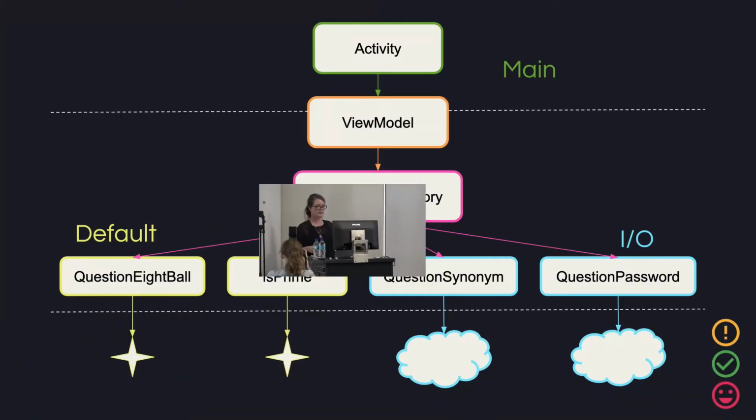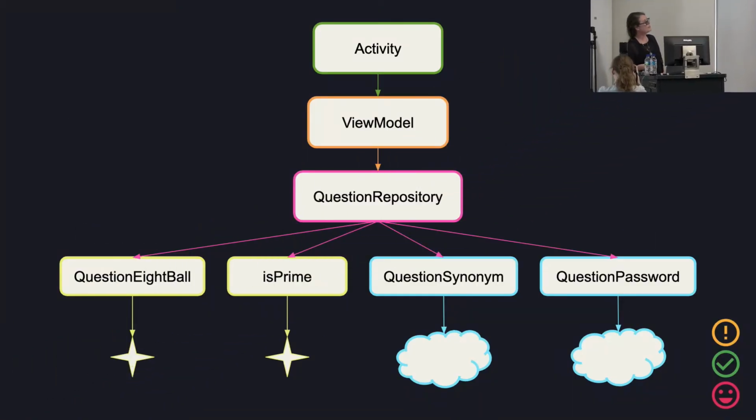So the architecture that I used for this is standard Architecture Components, but also particularly architected specifically so that I can test things properly. I've got the activity with a view model, and then this question repository. Let's go over here and then I can show you. This question repository is the thing that decides: do I look for a password, or do I go on the internet, or do I just ask the 8-Ball?